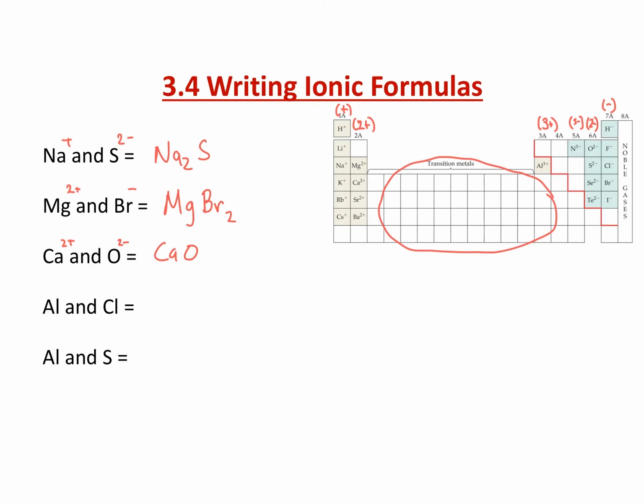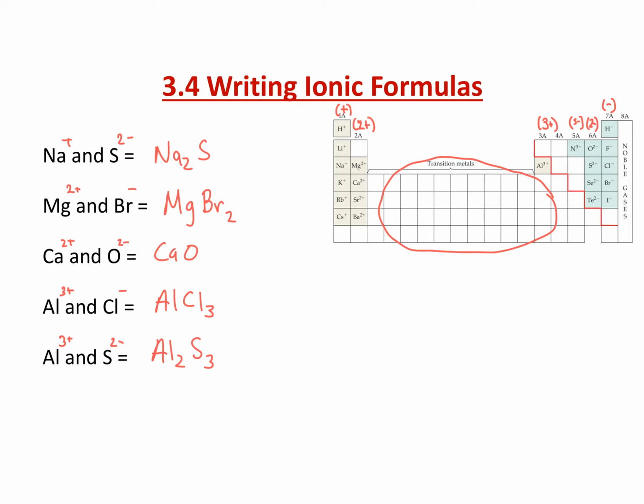Aluminum and chloride. So aluminum is +3, chlorine is group 7, so it's a -1 charge. Aluminum chloride. I would need 3 chlorides to balance out the charge on aluminum. Aluminum and sulfur. So aluminum sulfide, aluminum is still 3+, sulfur is 2-. So again, by making this charge a subscript, I would need Al2S3 for aluminum sulfide. So we should be able to go from the elements to the formula to a name, or the name to a formula.